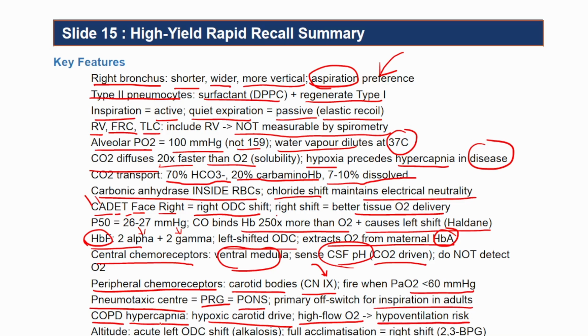Finally, let's look at environmental pressure changes. At high altitude, acute exposure causes compensatory hyperventilation that blows off massive amounts of carbon dioxide. The resulting respiratory alkalosis forces an acute leftward shift of the oxygen dissociation curve. However, over days of full acclimatization, the kidneys excrete bicarbonate and the erythrocyte upregulates 2,3-BPG production, shifting the curve back to the right to optimize tissue oxygen unloading.